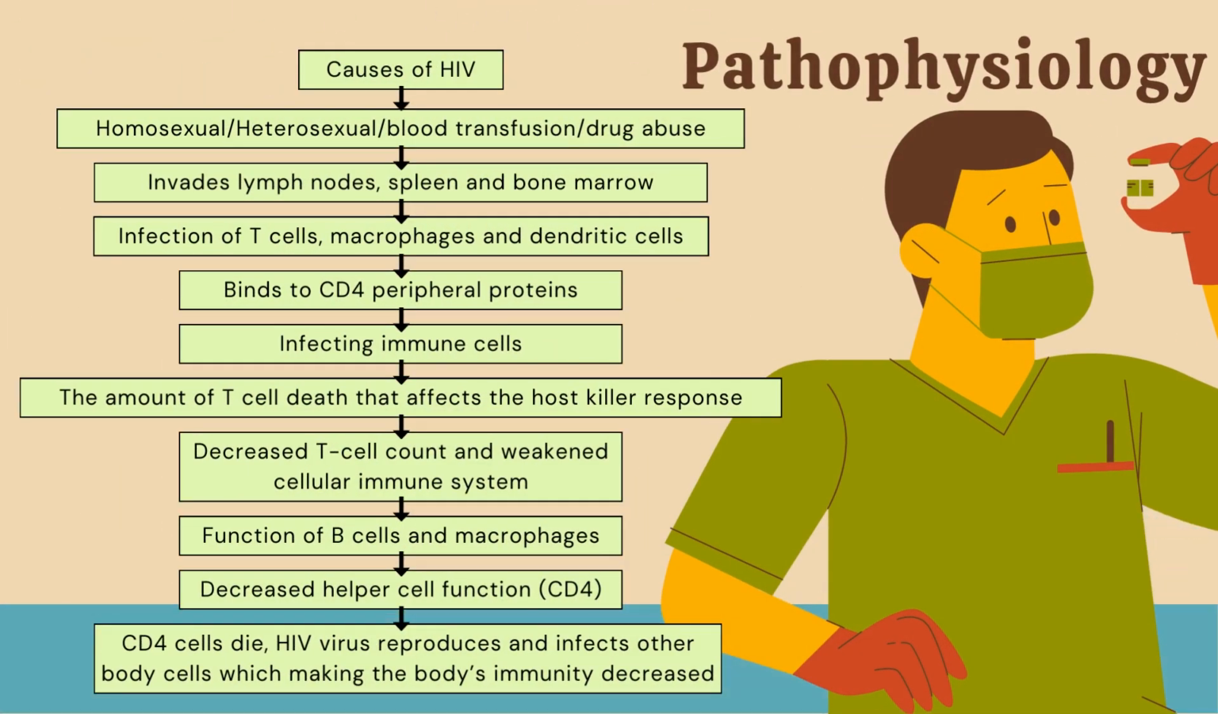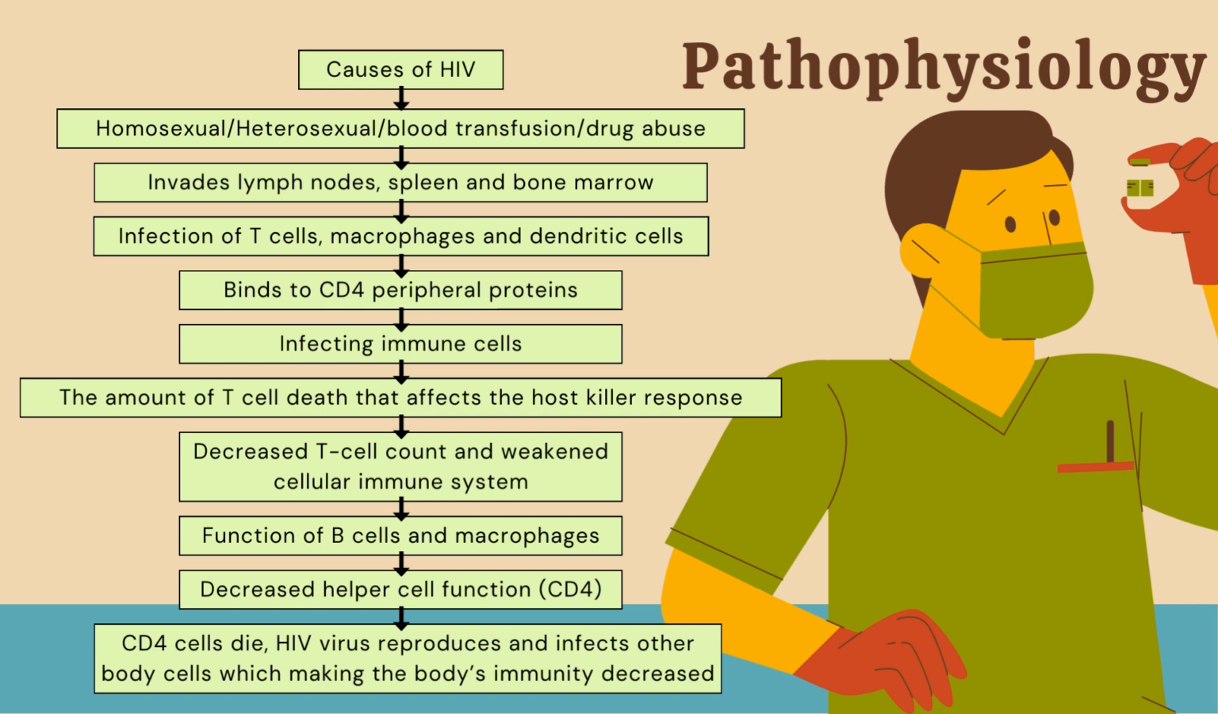Here is the process of HIV/AIDS. The first transmission process can be caused by homosexual, heterosexual, blood transfusion, or drug abuse, which attacks the lymph nodes, spleen, and bone marrow, thus infecting T cells, macrophages, and dendritic cells. Well, this HIV binds to CD4 peripheral proteins, then infects immune cells in our body, causing a lot of T cell deaths, which affects the host killer response.